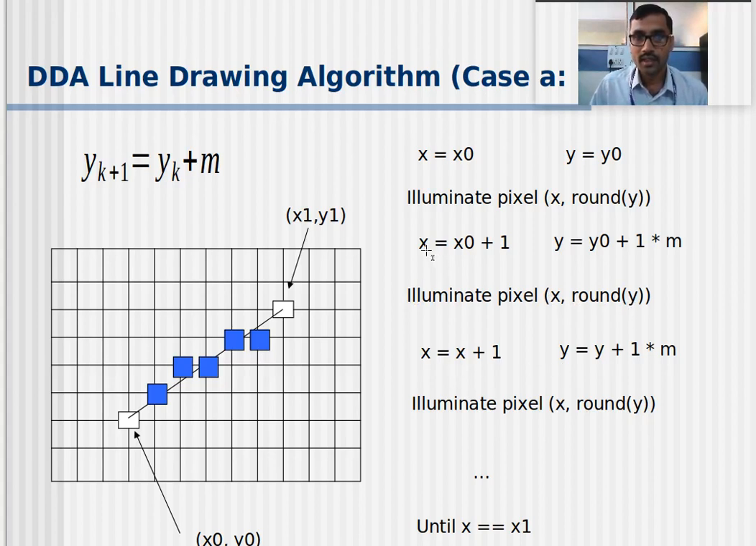Again, the next value: the earlier value is x, increment x = x + 1. The next x coordinate will be calculated by adding 1 to the earlier x value, and the relative y value will be calculated, y = y + 1 * m, illuminate pixel (x, round y). So it will be done until x is equal to x1, that is, the last x coordinate of that particular line. In between these 2 points we have to draw the line. So in this way we can decide the x and y values for the intermediate pixels. This is for case number 1.